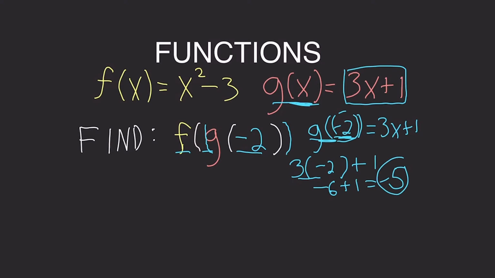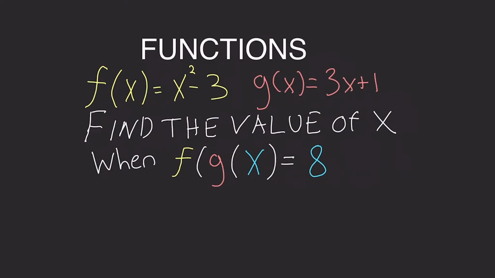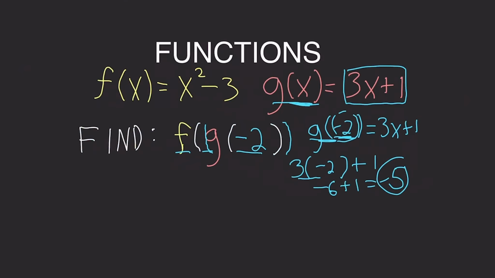Now, a third very common question with functions, again using the same f of x and g of x, is they'll ask you to find the value of x when it equals 8. They want to find what that is. So just glancing back, how does that relate? When we did f of g of negative 2, we ended up getting negative 5. So imagine if they were giving this, but they didn't give you what was inside, and they just called that an x.